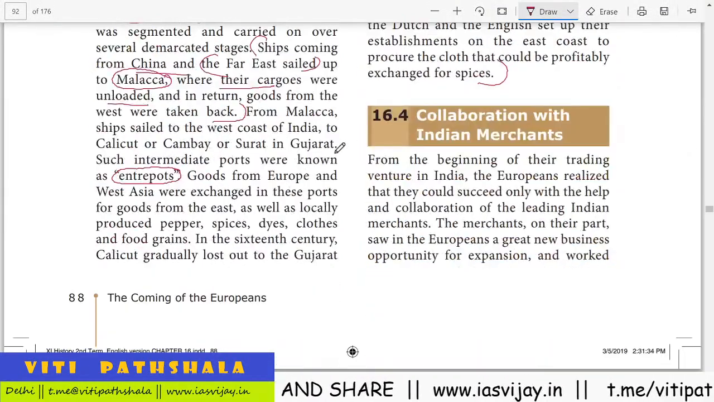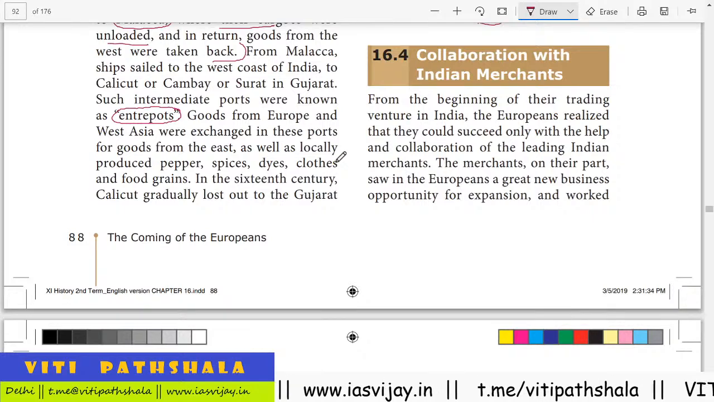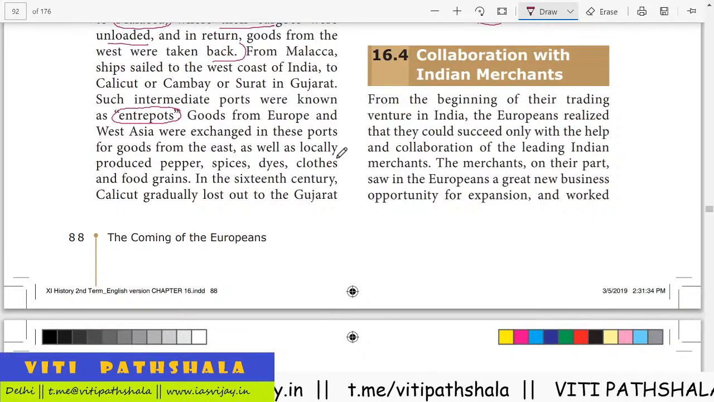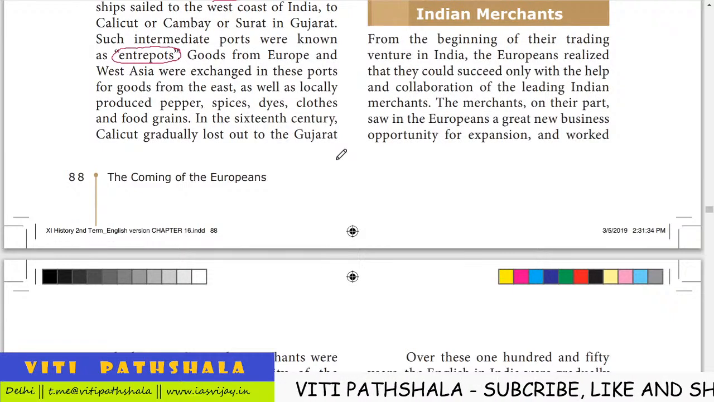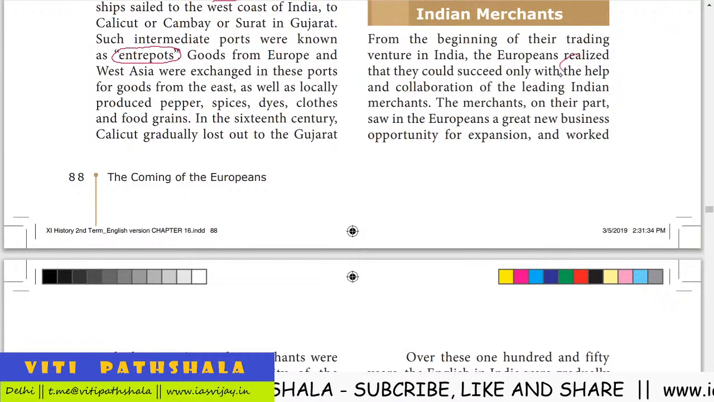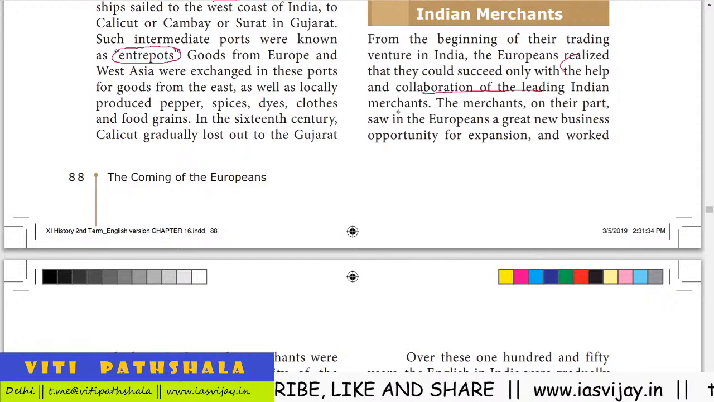Now next comes the collaboration with the Indian merchants. From the beginning of their trading ventures in India, Europeans realized that they could succeed only with the collaboration of the leading Indian merchants.